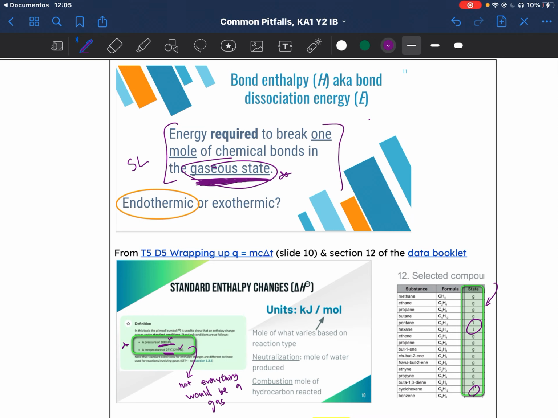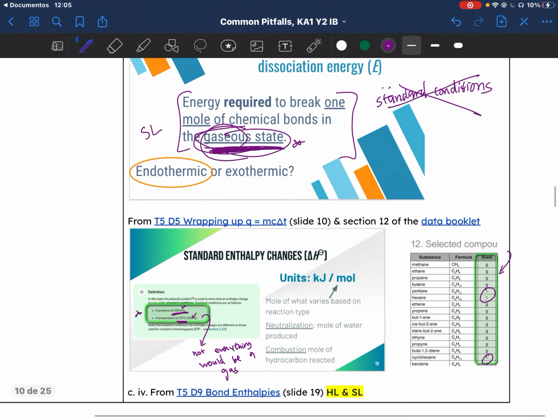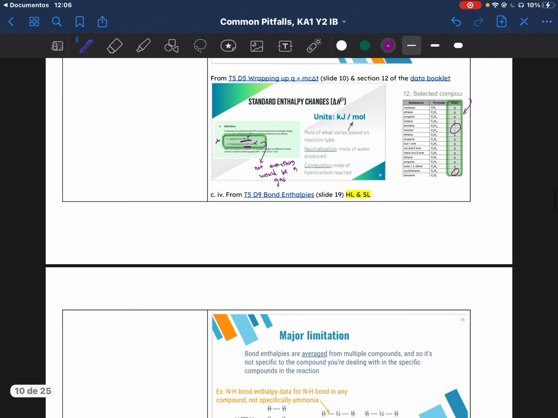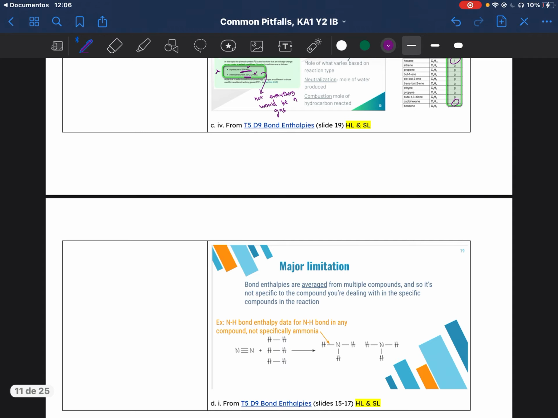So this is the correct definition, and not saying anything about standard conditions or SDP, because that would not make sense if everything needs to be in a gas. So paying close attention there. All right. Next question.